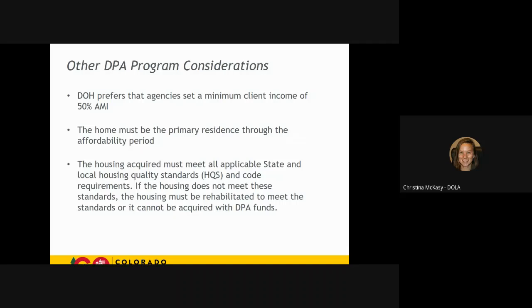So if the house does not meet HQS when they're purchasing the house, that's okay, but it has to be rehabbed and brought up to HQS. So sometimes down payment assistance programs will partner with a rehab program. We haven't been seeing that as much recently because of the debt to income ratios. A lot of folks can't afford multiple loans.